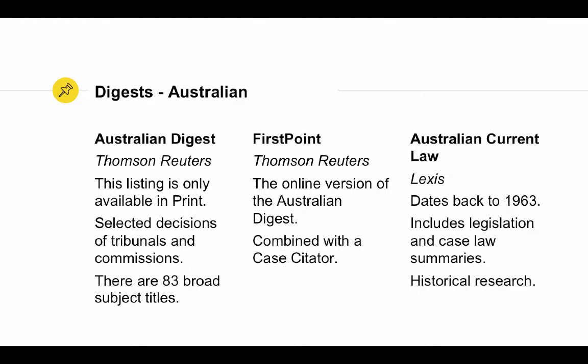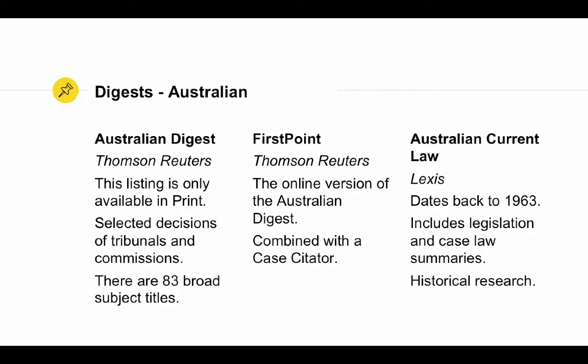So there are a number of Australian digests available. The Australian Digest is available in print, and it includes a lot of decisions by tribunals and commissions. So it can be an excellent resource if you're looking at lower courts. There are about 83 subject titles, so it's quite a broad area of subjects that it covers case law on.